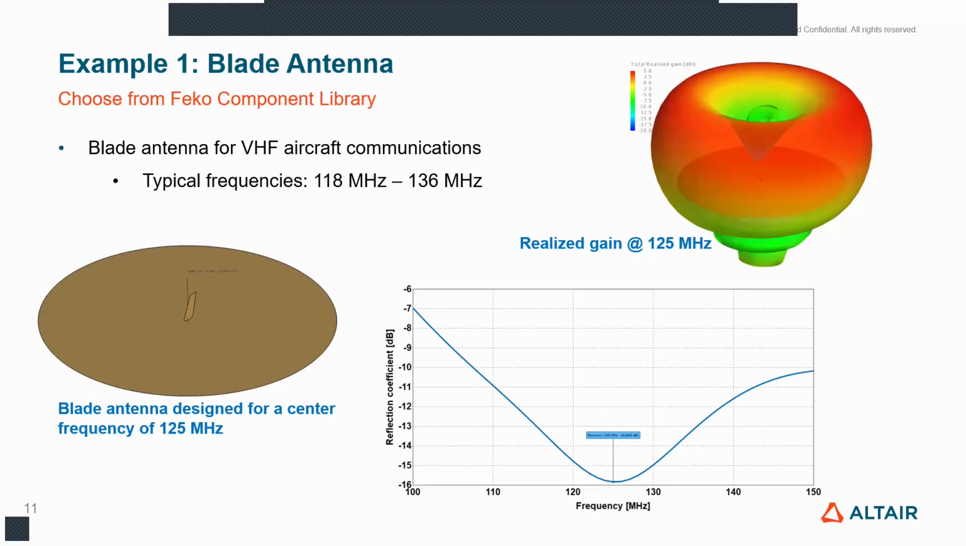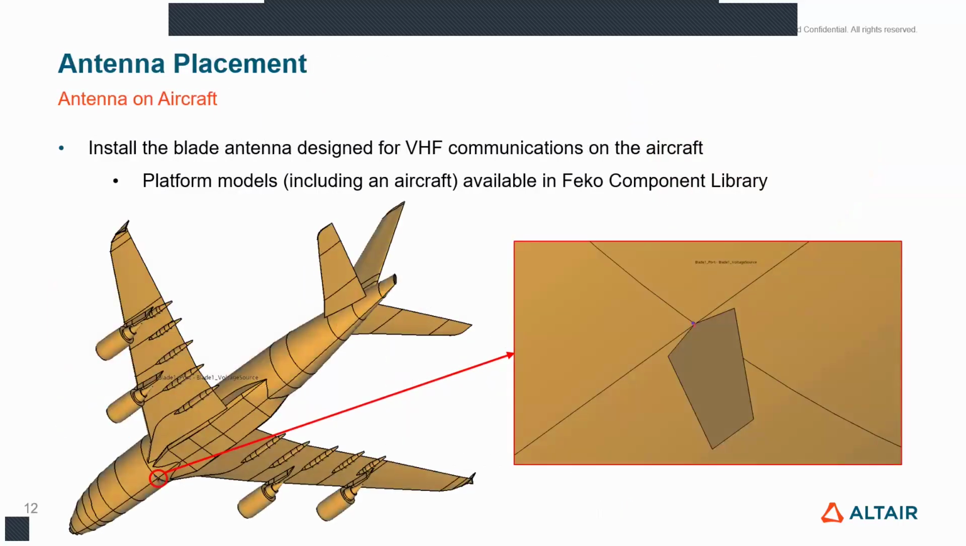Now, once you have an antenna, antennas usually don't operate in isolation. They are placed in their working environment. So apart from the antenna design, the antenna placement analysis is also critical: how that antenna performs in its working environment. Because this is an antenna for aircraft communications, you can place the antenna on a platform like an aircraft and see how the antenna is behaving when you place it in its working environment.